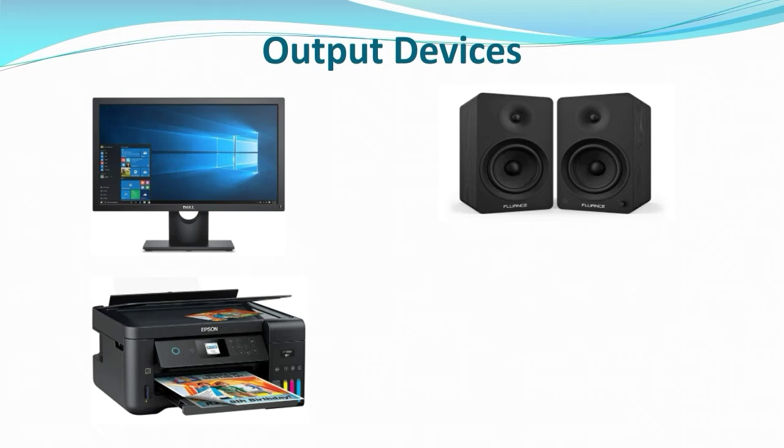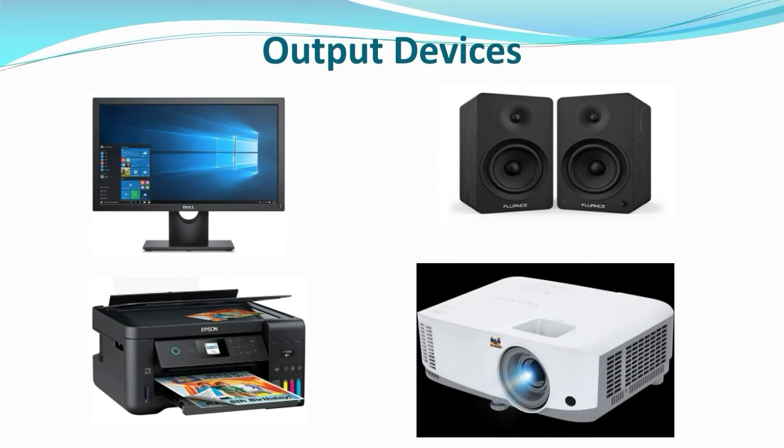Printer. A printer is used to print text and pictures. Any text or picture printed on paper is called a hard copy of the text or picture. Projector. A projector displays videos, pictures, documents and other computer data on a big screen so that many people can watch it together.